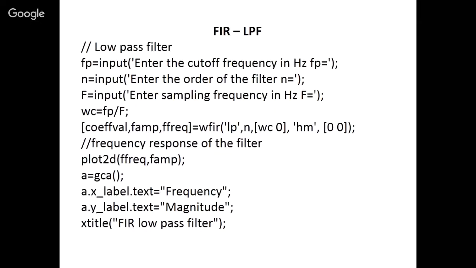Now we take the FIR low pass filter. A low pass filter passes the low frequencies but stops the high frequencies. That's why the name is low pass filter. So FC is the cutoff frequency that we give, where the cutoff will be, N is the order of the filter, and F is the sampling frequency. That means we have to give 2 frequencies. One is the cutoff frequency FC, where the filter cuts off and it comes to the stop band. After that, you also have to give the sampling frequency.